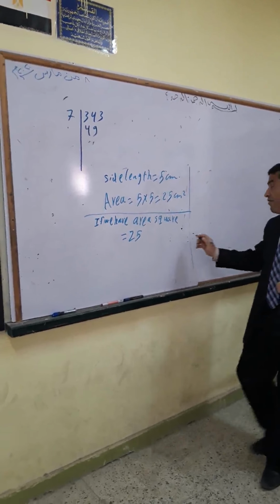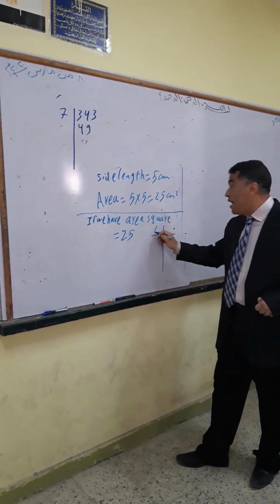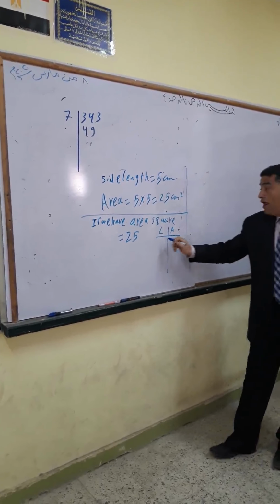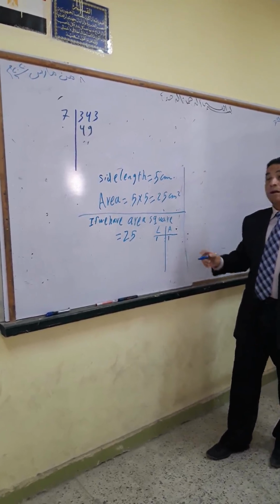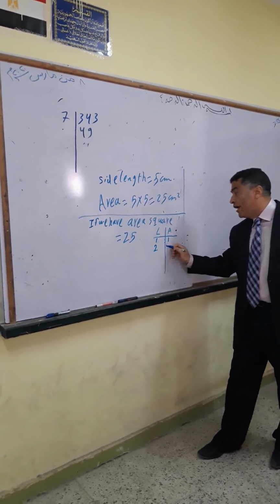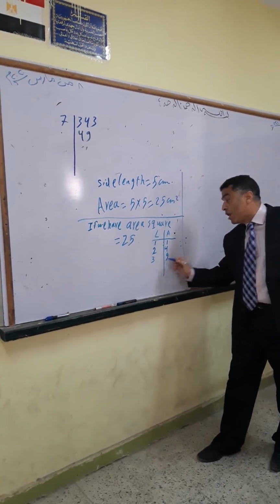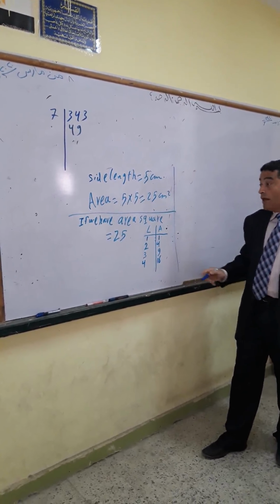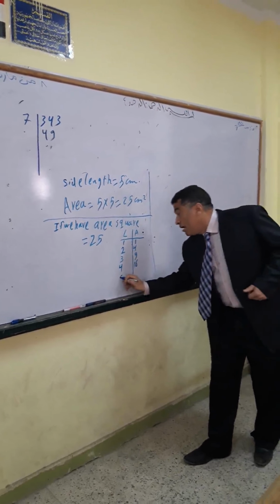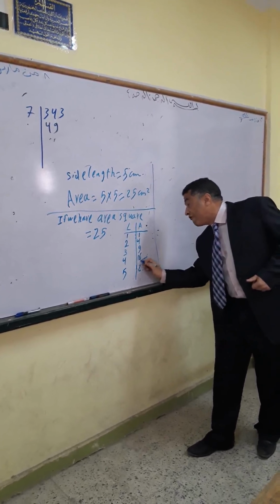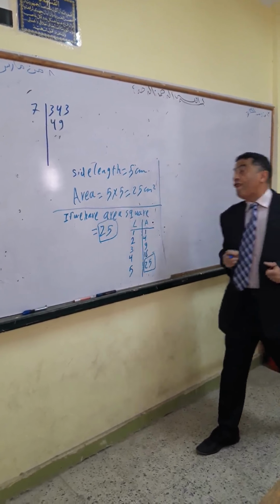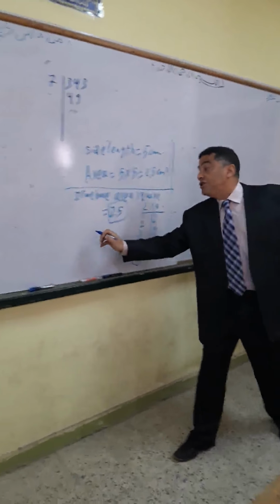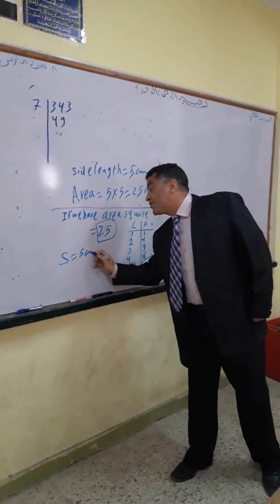I can find the side length by this rule. Length, area. I experiment. If length 1, area 1. 1 times 1, 1. If length 2, area 4. If length 3, area equals 9, 3 times 3. If length equals 4, area equals 16. Is this area 16? No. If length 5, area equals 25. 25 is the area of our required square. Then its side length equals 5 centimeter.